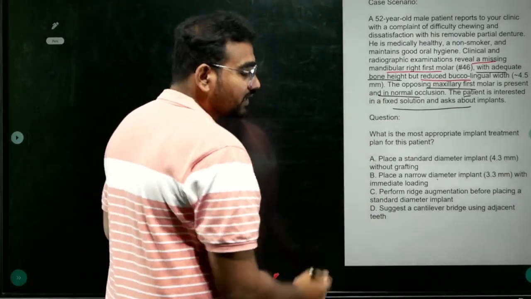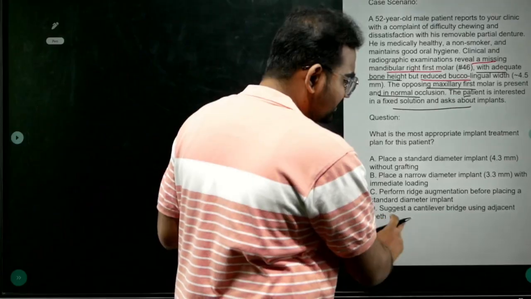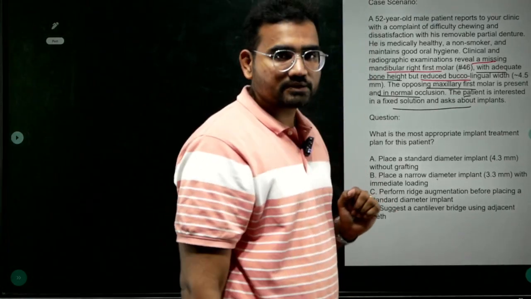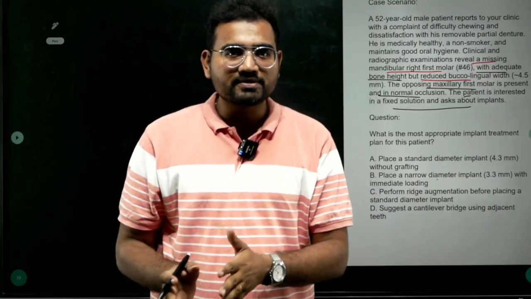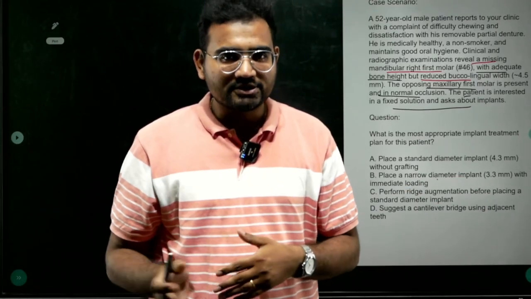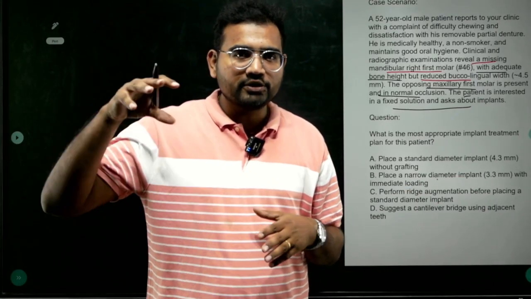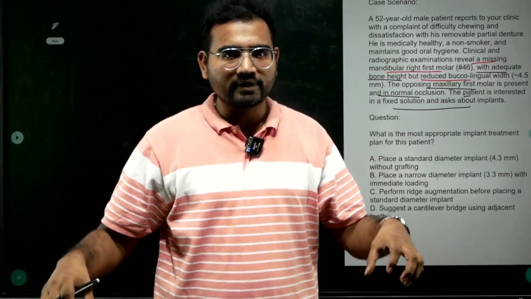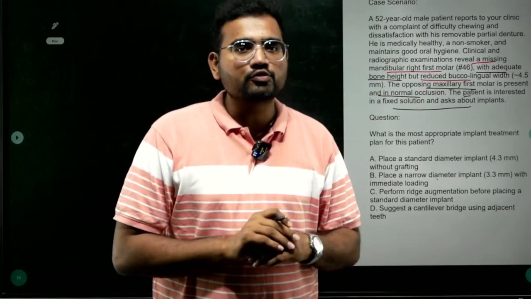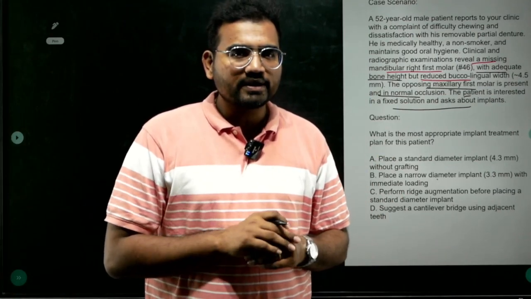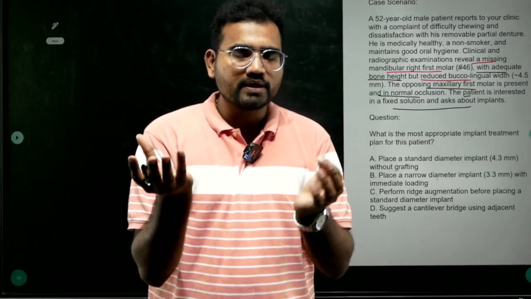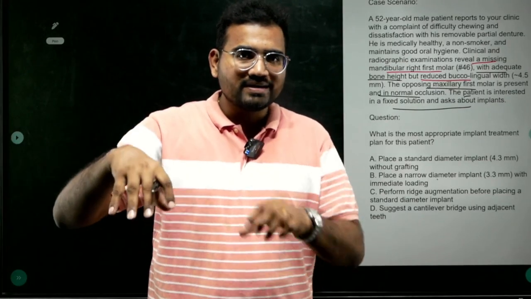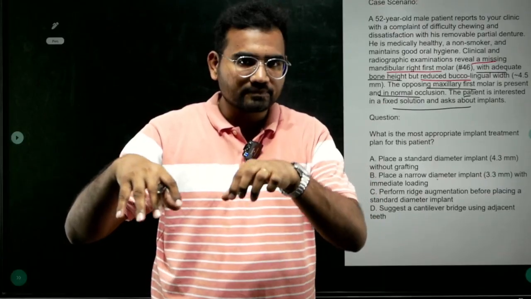So let us look at the last option: suggest a cantilever bridge using adjacent teeth. Okay, the patient is asking about implants. The last MCQ option is something like a fixed partial denture, FPD. So I'm going to take support from 4.7 or 4.5 and I'm going to give a cantilever to 4.6. You know what a cantilever is, right? Support from one tooth and the other tooth is hanging. So 4.7 will be a crown, attached to that will be 4.6 hanging. That is called a cantilever.